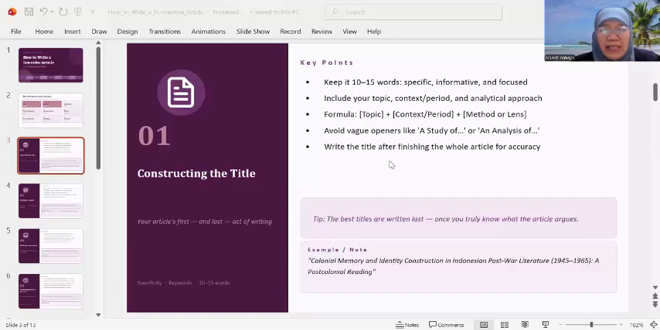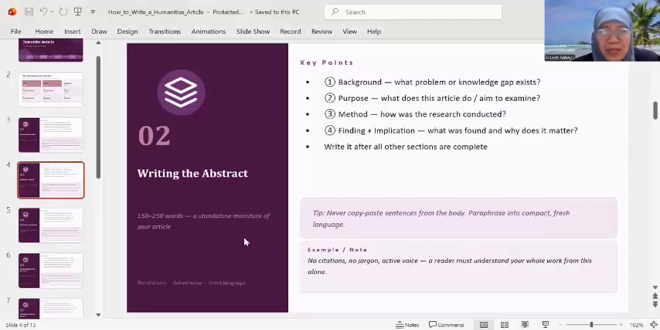So write the title after finishing the whole article for accuracy. The tip is, the best titles are written in the last step, once you truly know what the article argues. For example, Colonial Memory and Identity Construction in Indonesian Post-War Literature, 1945-1965: A Postcolonial Reading.